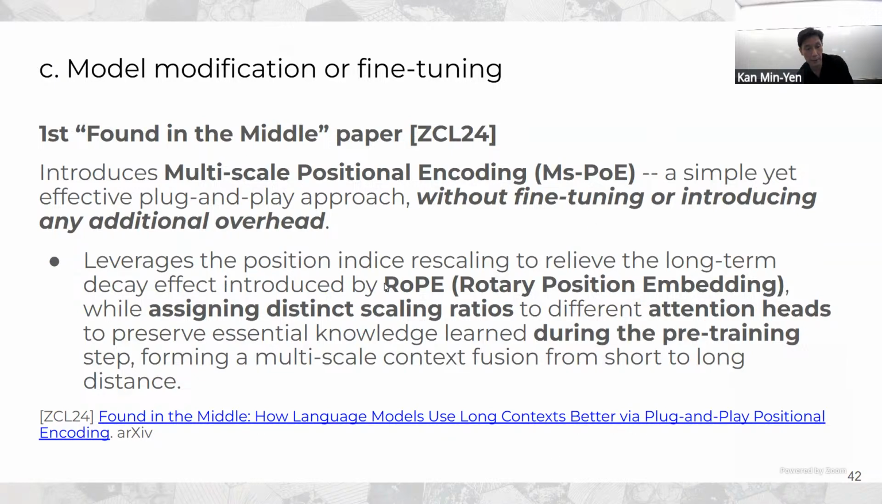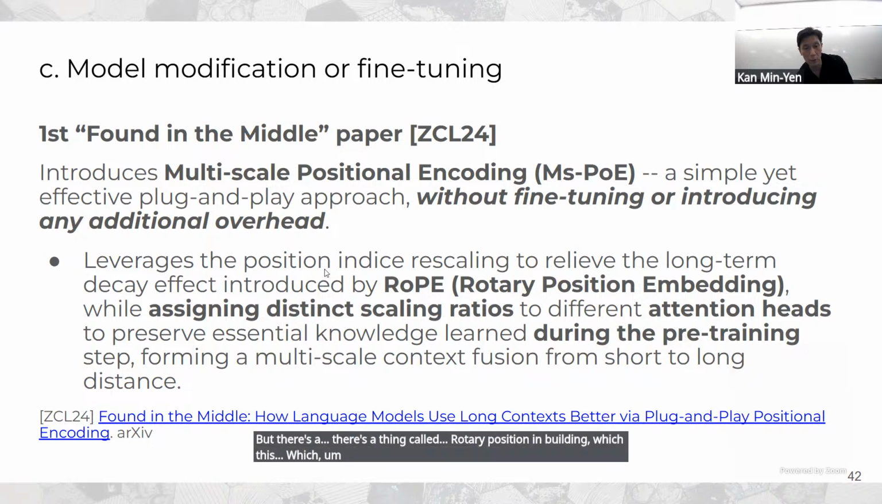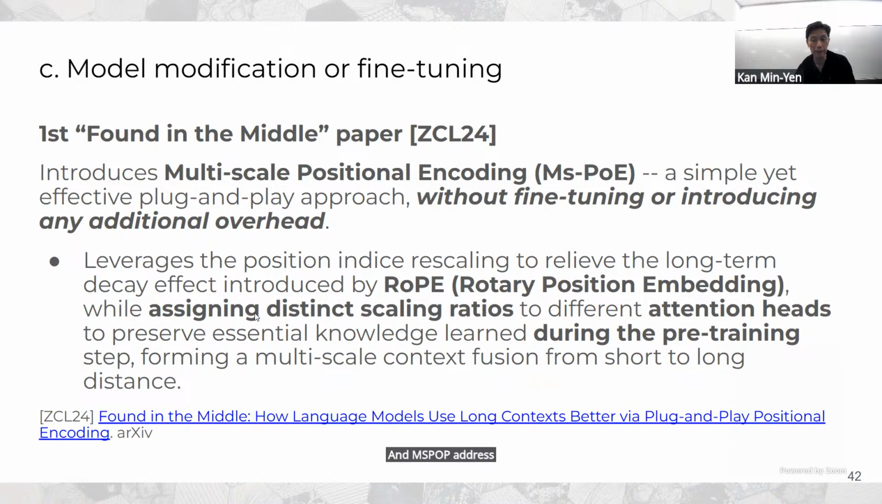But there's a thing called rotary position embedding, which has a long-term decay effect. And MSPoE addresses that deficiency.